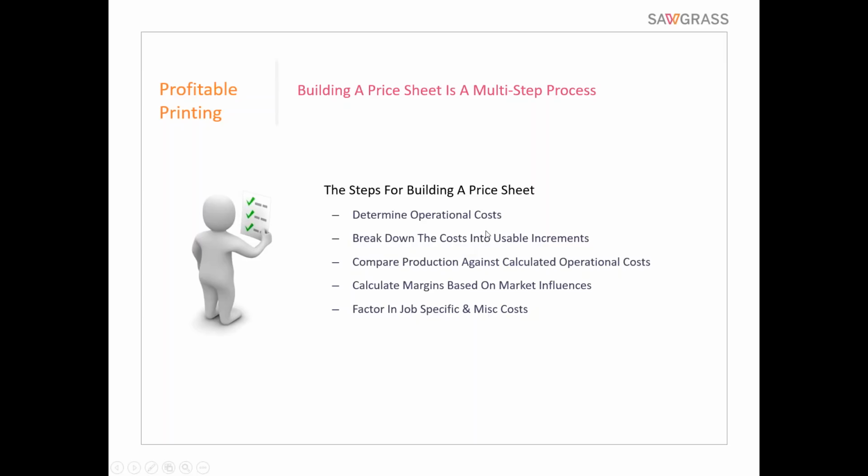We're going to determine operational cost. We're going to break those costs into usable increments, compare production against those operational costs, and calculate margins based on market influences. And that one can be tricky. There is no master markup. People are always saying, "Hey, what do I mark this up?" Well, there are a lot of variables in marking up.